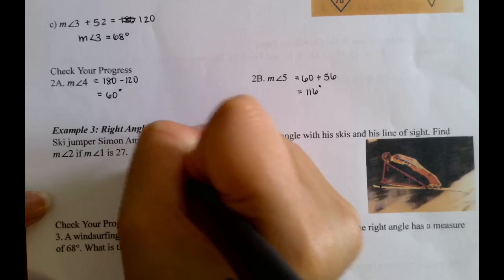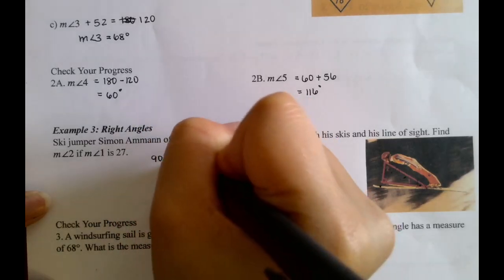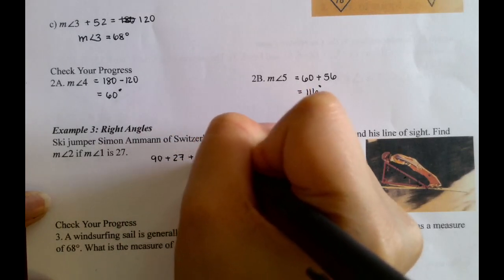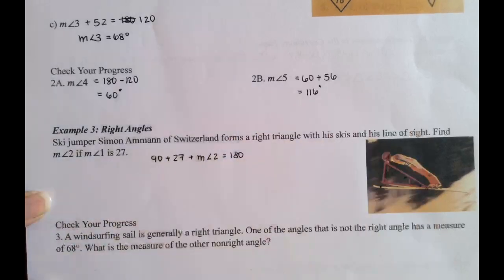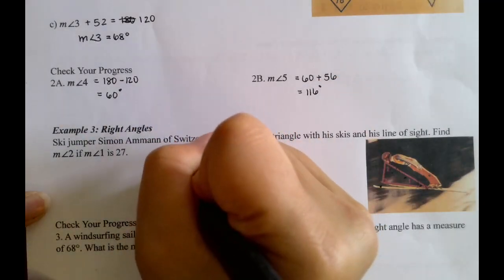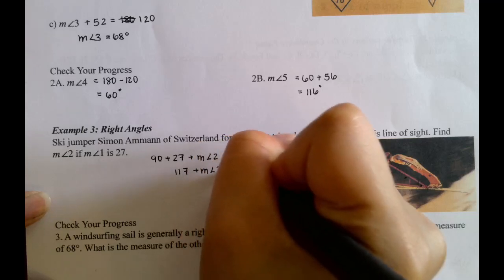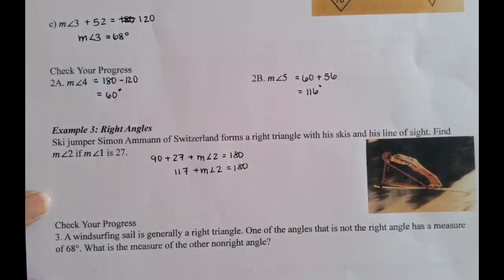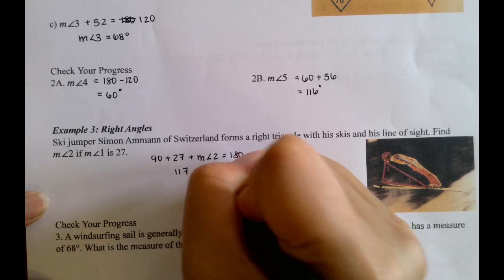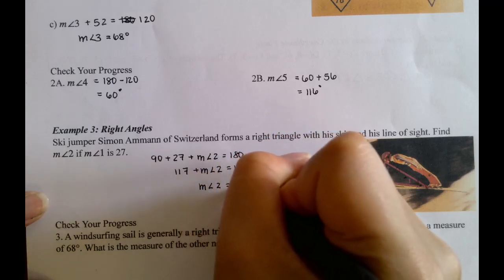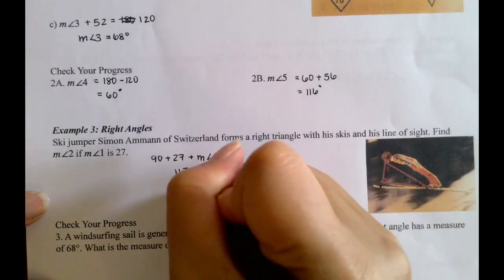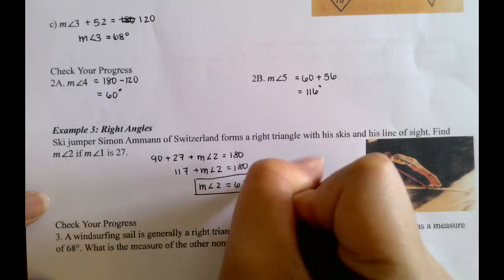So 90 degrees plus my 27 degrees plus whatever my measure of angle 2 is should equal 180. 90 plus 27 is 117. Then subtract 117 on both sides, and this gives me 63. So the measure of angle 2 is 63 degrees.